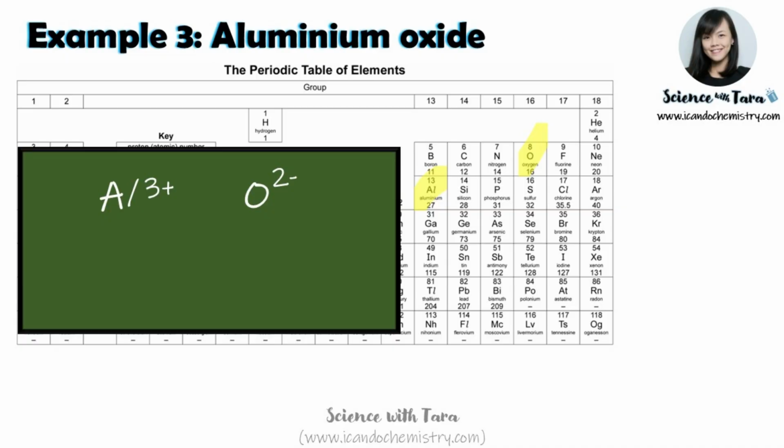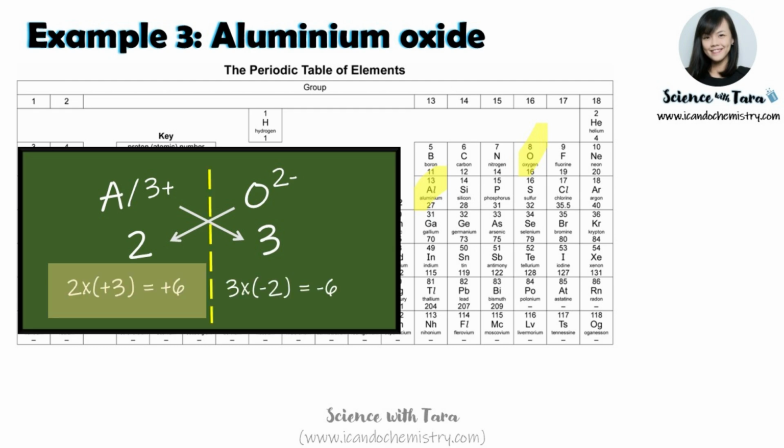Here the charges are not the same, so one aluminium ion has a charge of positive 3, while one oxide ion has a charge of negative 2. So same thing, we'll use the cross method, to make the total positive charge equal the total negative charge. Now we bring the charges down. So this means that we need 2 aluminium ions to balance the charge of 3 oxide ions.